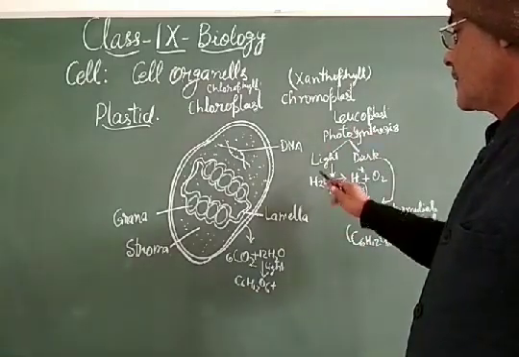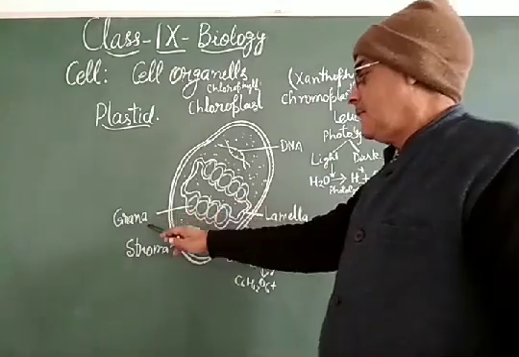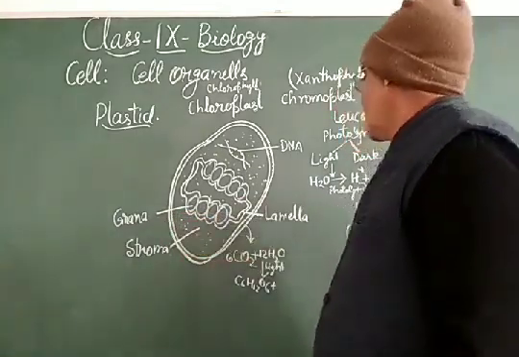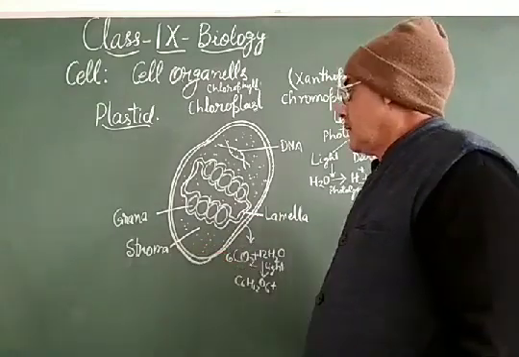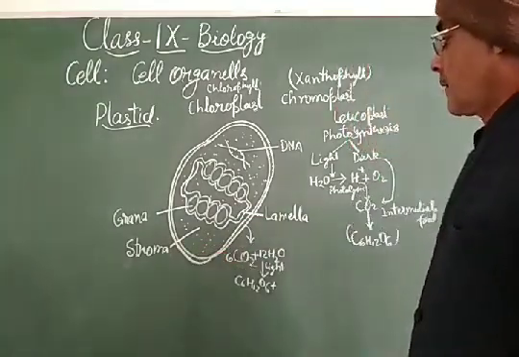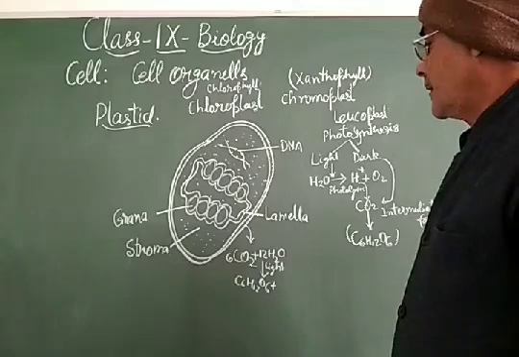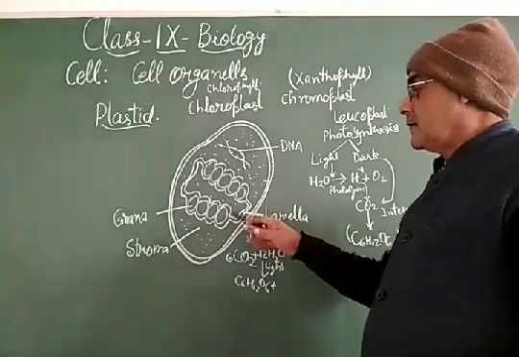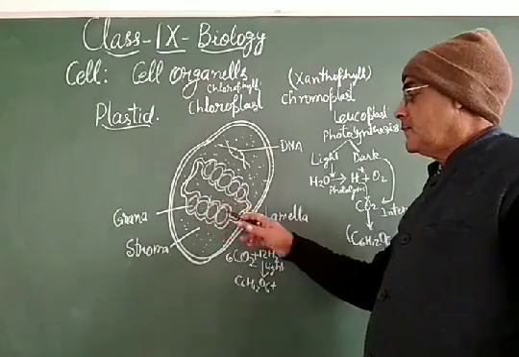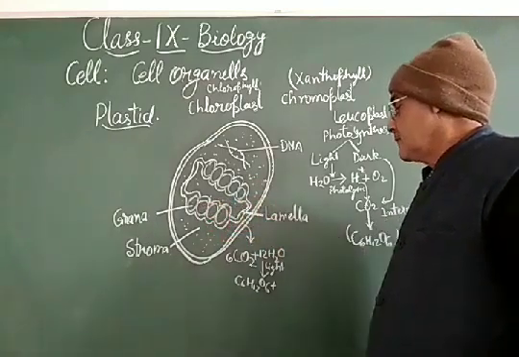Where does the light reaction take place? The light reaction takes place in the grana. And where does the dark reaction take place? The dark reaction takes place in the stroma, in the night. What is the function of lamella? Lamella combines the different grana, which are arranged in a sequence.